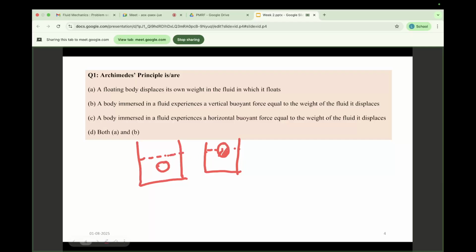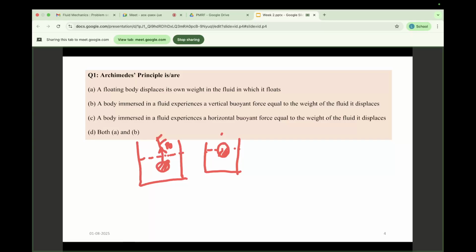So this is the partially submerged case, and this is the fully submerged case. If it is fully or partially submerged, it will always experience an upward buoyancy force. This buoyancy force can be represented as FB. Okay, so why is this buoyancy force generated?